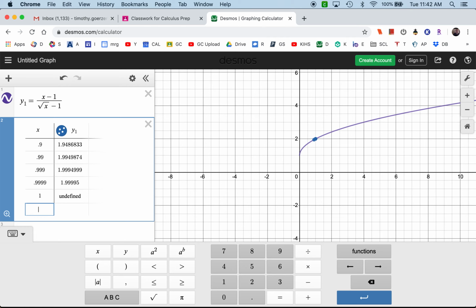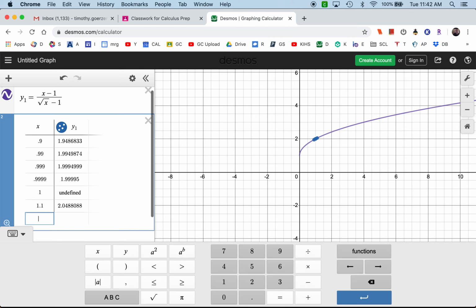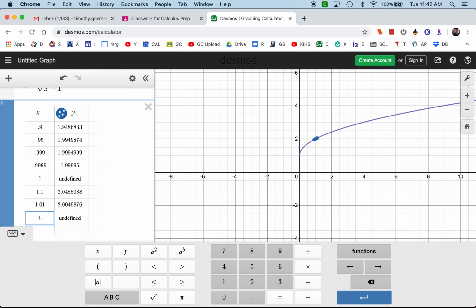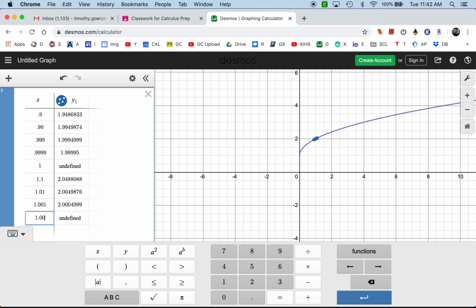But let's look on the other side. So what happens if I put in 1.1 or 1.01 or 1.001? 1.0001. Does it look like the right is also getting to the same answer? And if you look off the actual graph, you can see the points that are gathering around what y value. So both sides agree the answer is 2.